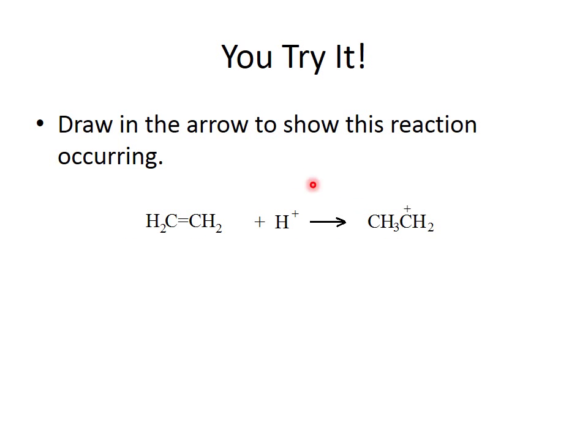Draw in the arrow to show this reaction occurring. So here's a non-bonding pair, here's a pi bond, and that pi bond is having this proton come and sit on it. So what lost electrons? Well, a carbon did because it became positively charged. Where can it lose its electrons from? One of these sets of bonds, the pi bond. So what's going to happen is the pi bond's going to reach out and grab that proton. So here's the arrow that shows that.